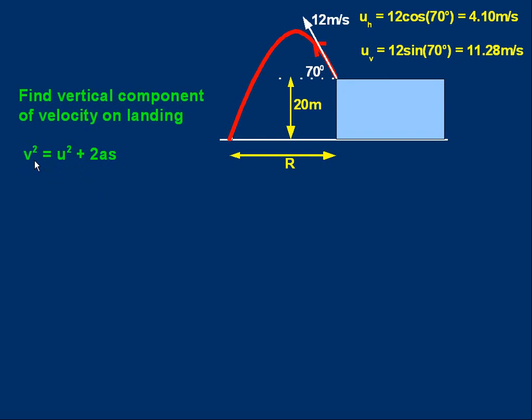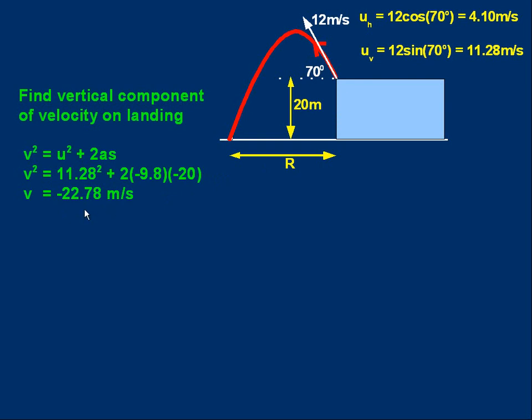Let's put some numbers in. v squared is, well, the initial vertical velocity u is 11.28, so it's 11.28 squared, plus 2as: 2 times minus 9.8, and the displacement is minus 20 because it's finished 20 meters below the start point. Up positive, down negative, so be careful about the signs. When we solve that, we'll get v is plus or minus 22.78 meters per second. You can try that for yourself. We know it's going downwards, so v has to be negative. So we'll use the negative square root, minus 22.78 meters per second.